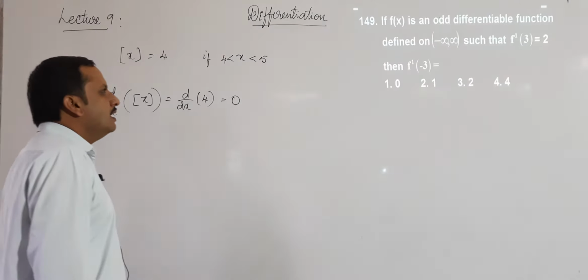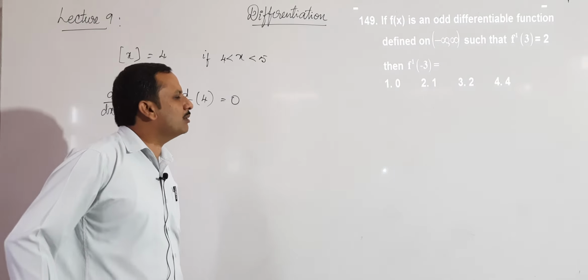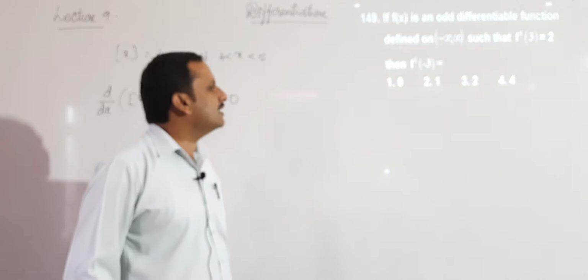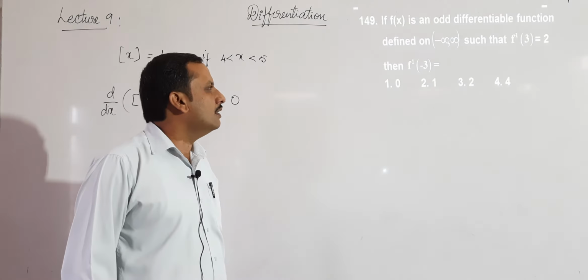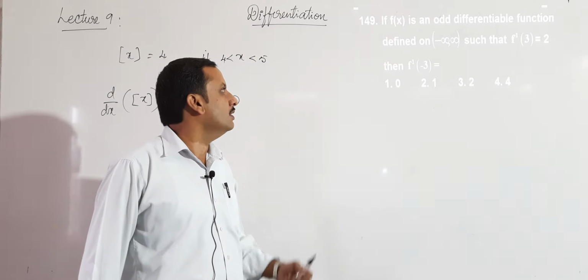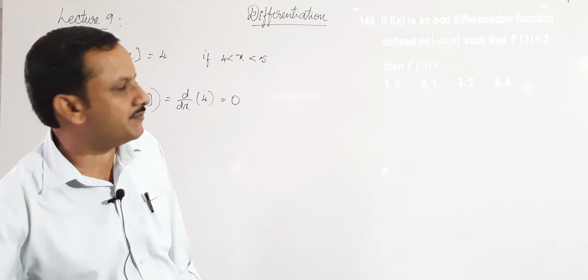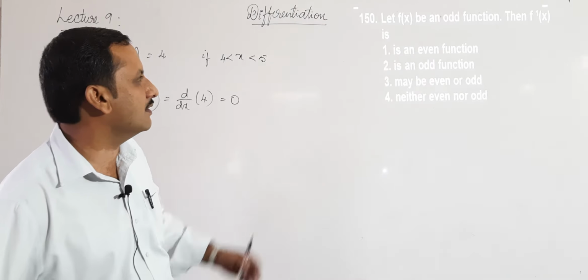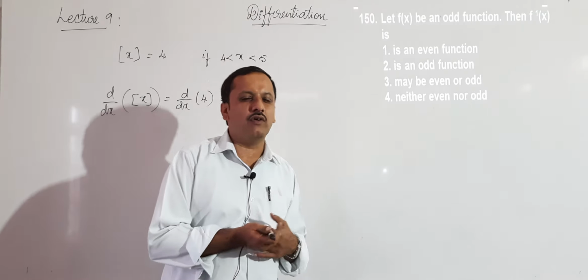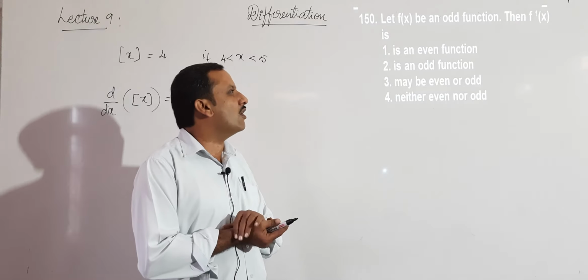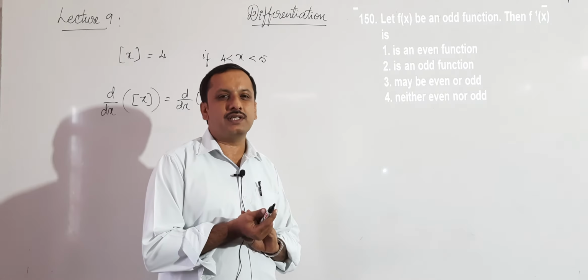149 question. If f of x is an odd differentiable function defined on minus infinity to infinity such that f dash of 3 is equal to 2, then f dash of minus 3 is equal to what? So I will come back to this question afterwards. First we shall look at the next question. First I will solve this 150th question, then after that I will come back to 149. Let f of x be an odd function, then f dash of x is.